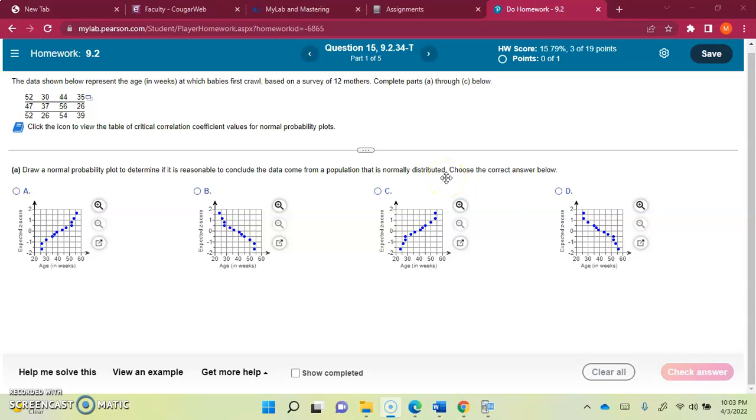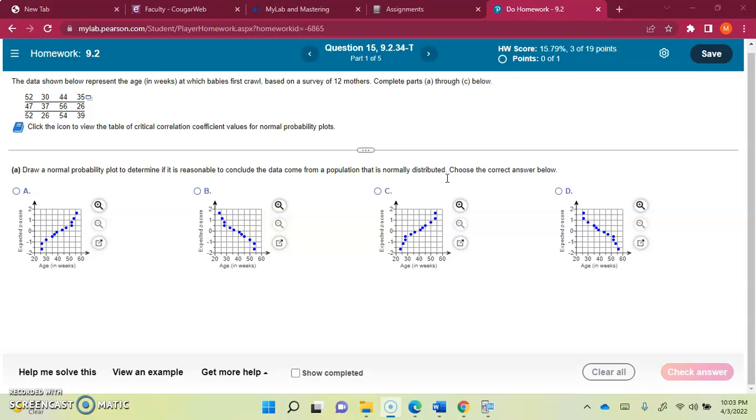This is question number 15 from section 9.2. The data shown below represents the age in weeks at which the babies first crawl, based on a survey of 12 mothers. Complete parts A to C. So this is the data given. This is a small sample. There are 12 entries here.